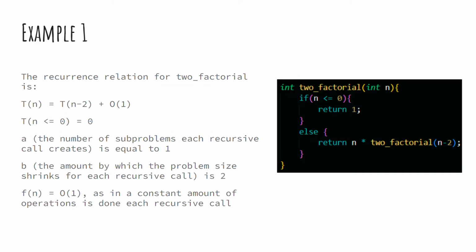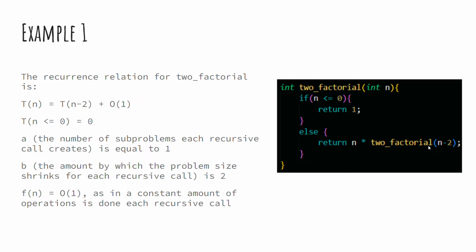Alright, let us look at an example of a function and then how we make a recurrence relation out of it. We have been given a function called 2 factorial. If you're given an integer n, if n is less than or equal to 0, it will just return 1. Else it will return n times 2 factorial of n minus 2.